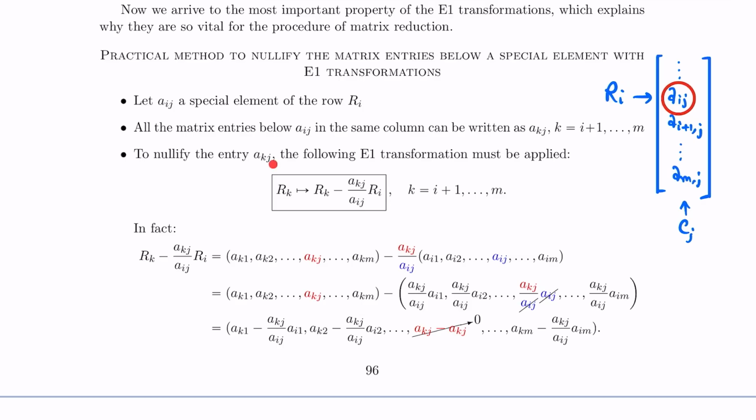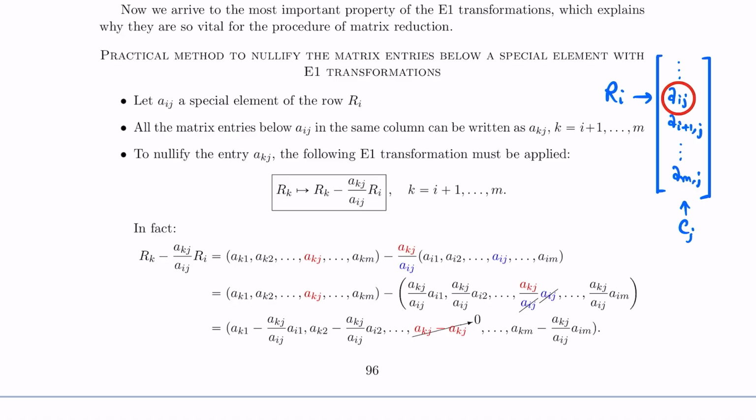To nullify all these entries below aij, we must apply this E1 transformation. That is, we must replace the kth row with itself minus the ith row multiplied by akj divided by aij. This can be verified by writing explicitly the elements of the row k and the row i.